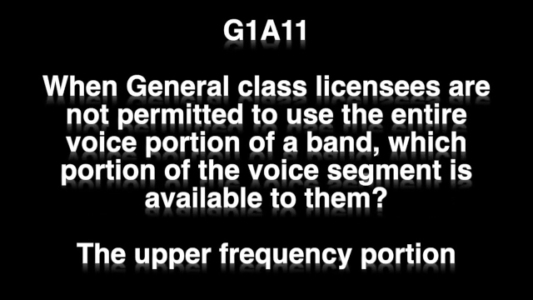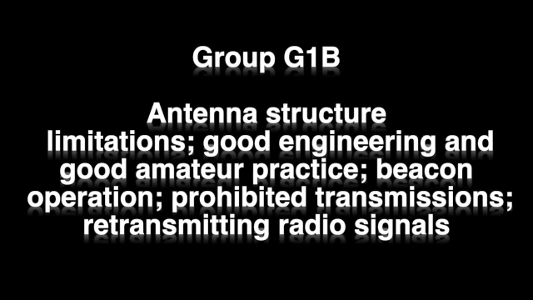G1A11. When general class licensees are not permitted to use the entire voice portion of a band, which portion of the voice segment is available to them? The upper frequency portion. Group G1B: Antenna structure limitations, good engineering and good amateur practice, beacon operation, prohibited transmissions, retransmitting radio signals.